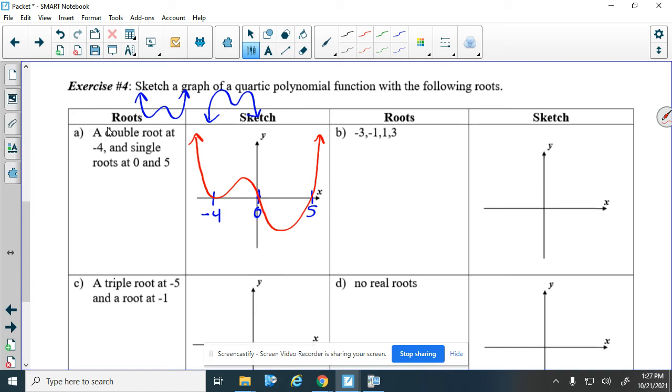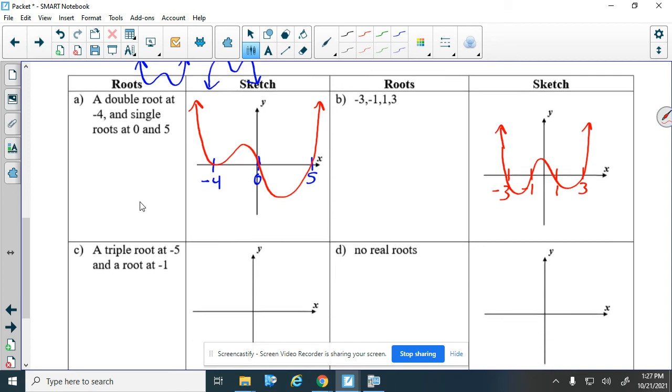Letter B should be pretty simple, because this one just has 4 real roots, all single roots. Okay, so that's my graph. I could draw it in entirely the opposite direction with both sides going down as well.